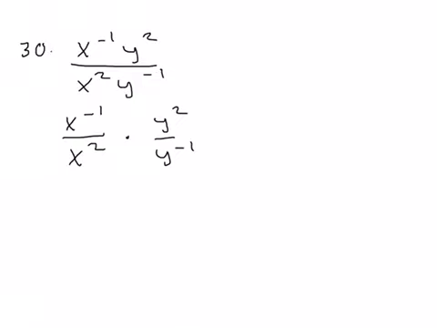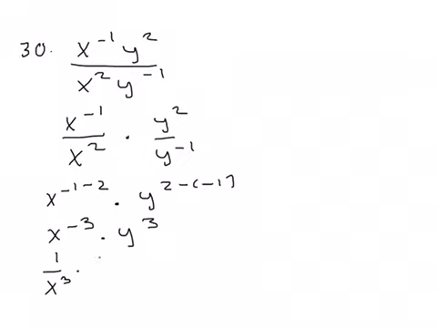So now the x's are put together through division. Their bases are the same, so I get x to the -1 minus 2. And I'm multiplying that to y to the 2 minus a -1. So this becomes x to the -3, and the y becomes y to the 3. The x I have to flip, so this becomes 1 over x cubed. Again, if you want to turn that y into a fraction, you can if that helps. And we are left with y cubed over x cubed.